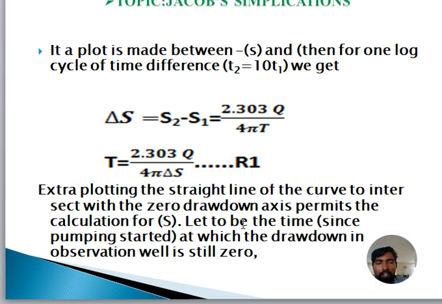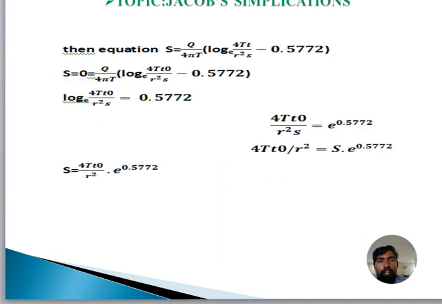Since pumping started, the drawdown is 0, so S is equal to 0 and time is also 0, because we have not started pumping. So because T is equal to 0, S is equal to 0. Based on that, with S and T at 0, the equation is Q by 4 pi T log e of 4 T by R square S minus 0.5772.